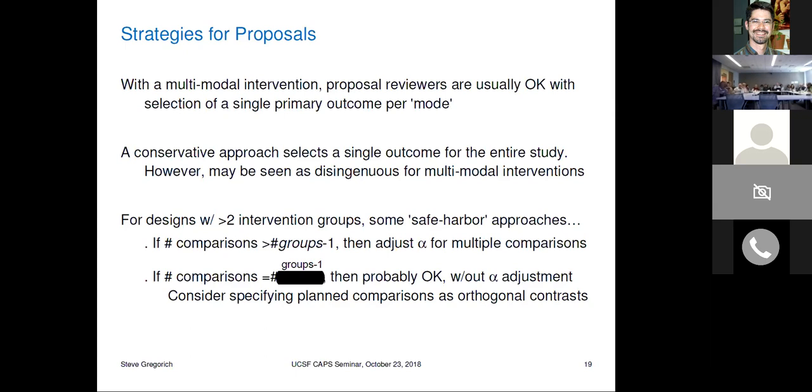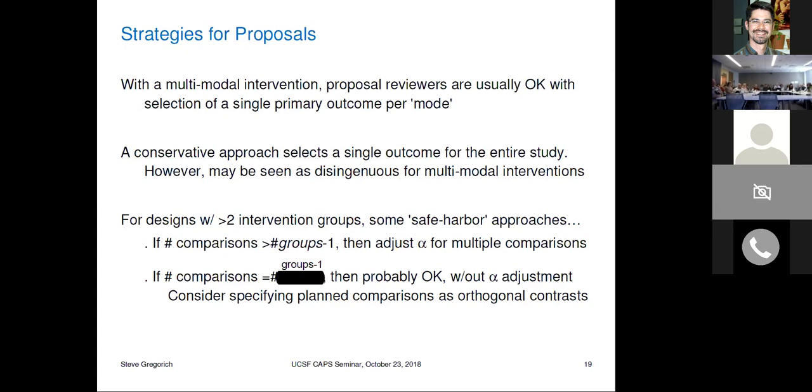For designs with more than 2 intervention groups, if you propose more than groups minus 1 number of comparisons, you probably better adjust for multiple comparisons. If your number of comparisons equals the number of groups minus 1, then probably you're going to be okay without an adjustment. But what I usually do in that case is I say we're going to test 2 orthogonal contrasts, 2 planned comparisons, and saying that they're orthogonal is kind of a magic word, right? It seems to have always carried the day.